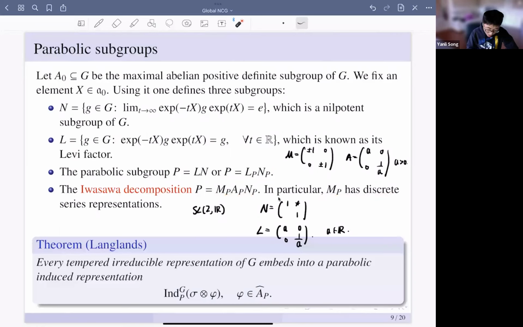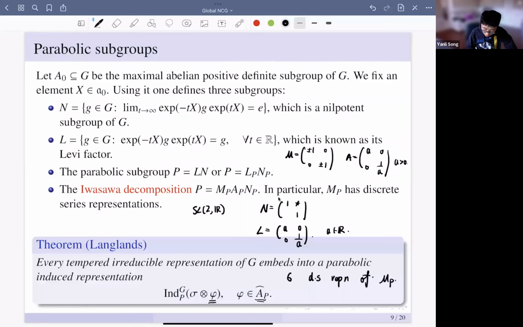Here's one theorem, and the reason parabolic subgroups are so important is a theorem by Langlands. It says that every tempered irreducible representation of G can be embedded into a parabolically induced representation. Here, sigma is a discrete series representation of M. You fix the discrete series representation of M_P, and you fix a unitary representation. In this case, A_P is always isomorphic to R^n, so it just has the structure of a vector space, and its unitary dual is simple.